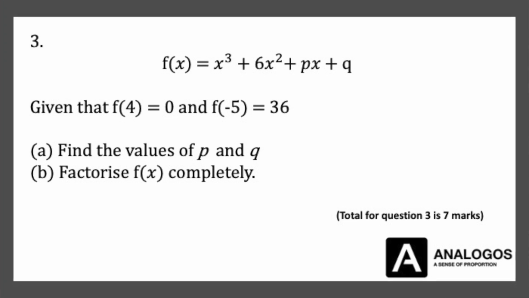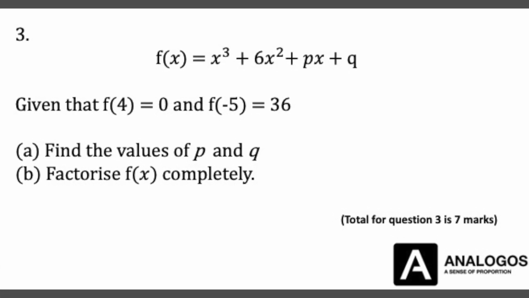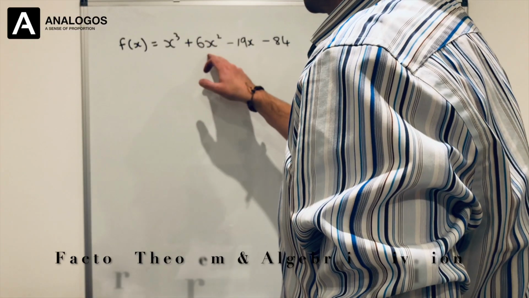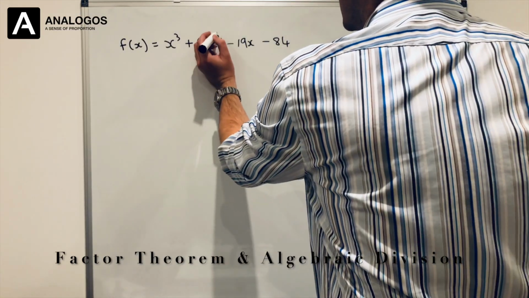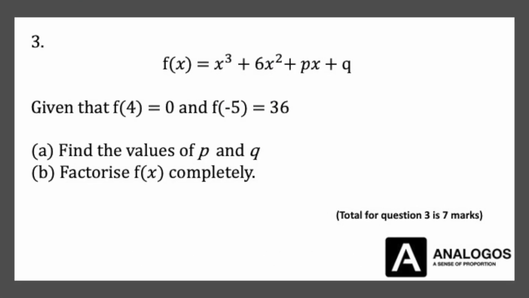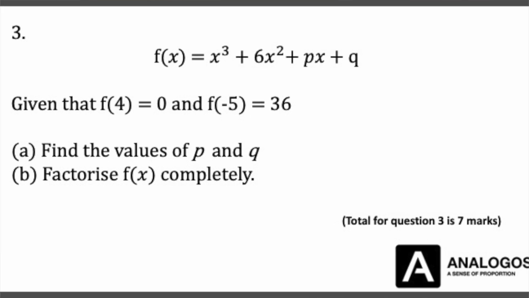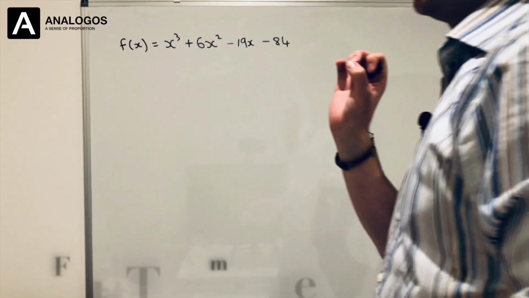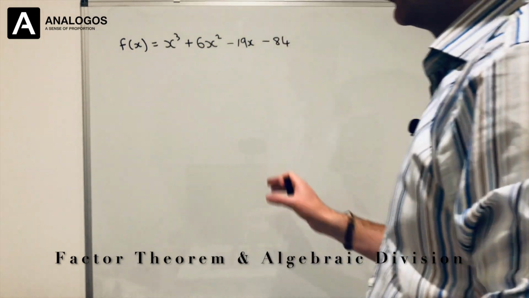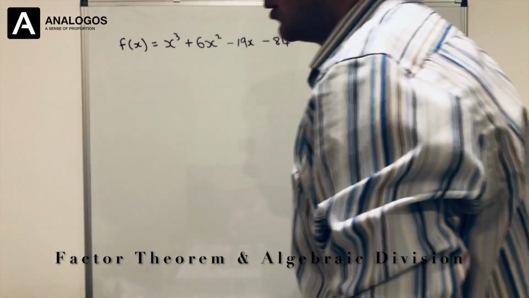Okay, so part B says factorise f of x completely. So this is where we substitute in the values for p and q that we've just found. Therefore, f of x equals x cubed plus 6x squared minus 19x minus 84. Okay, and going back to what it says at the start, given that f of 4 equals 0 and f of negative 5 equals 36, that means f of 4 is a factor. F of negative 5 is not a factor because it doesn't equal 0, but because f of 4 does equal 0, it tells us, therefore it's a factor.